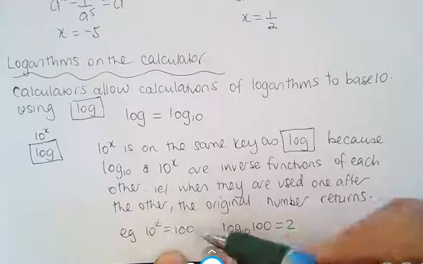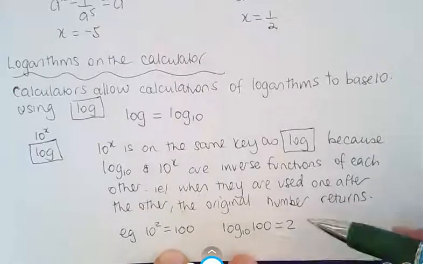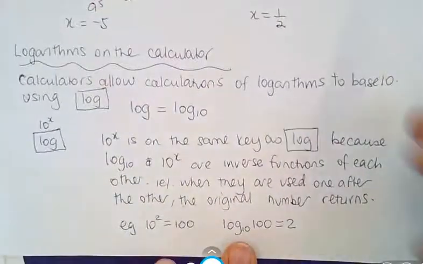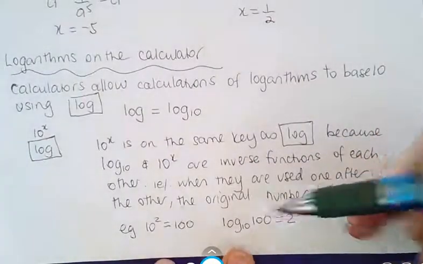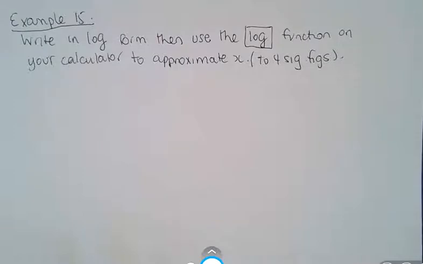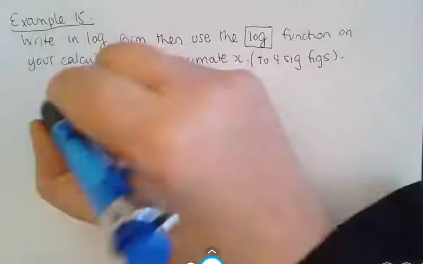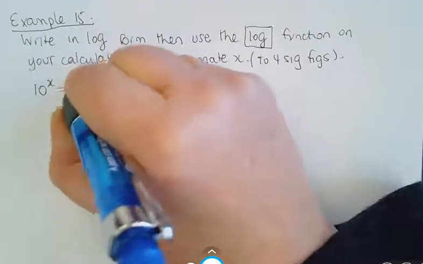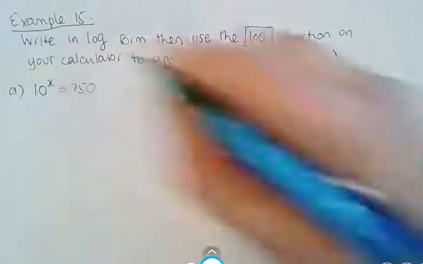10 squared is 100, log to the base 10 of 100 is 2. So if you do 10 to the power of x equals 750 and 10 to the power of x equals 0.003 on your calculator, write in log form, then use the log function on your calculator to approximate x to 4 significant figures. So these are the 2 examples.